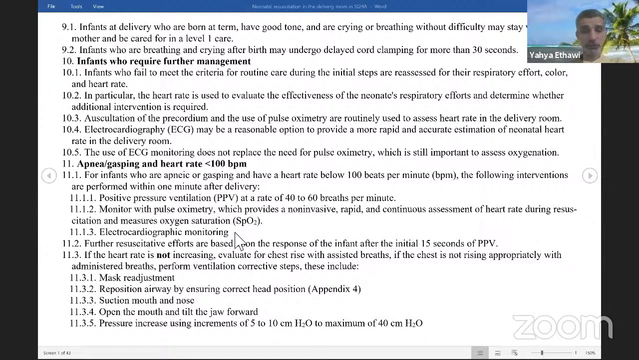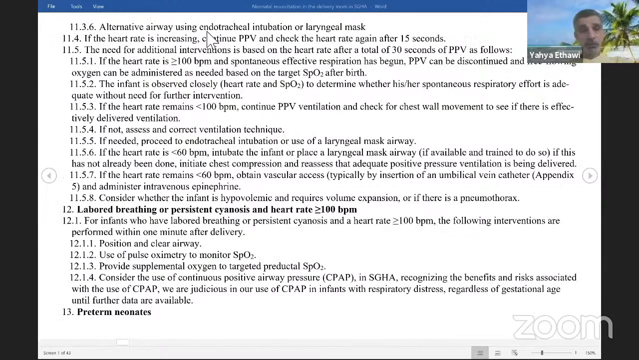Further resuscitation depends on the response. And remember, we've said Mr. SOPA, which is mask, repositioning, suctioning, opening if there is no effective ventilation. Alternative airways other than mask, we've talked about intubation and laryngeal mask airway. And then we will be guided by the heart rate. So remember, at the beginning of resuscitation we asked 3 questions. After 30 seconds, we asked 2 questions. And after 1 minute, we ask only 1 question, the heart rate.